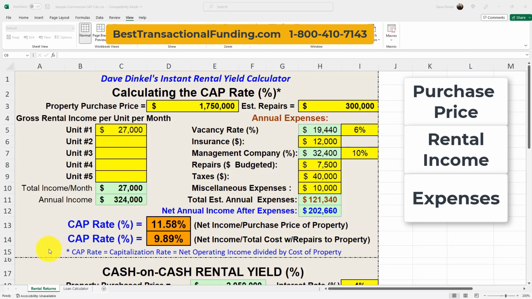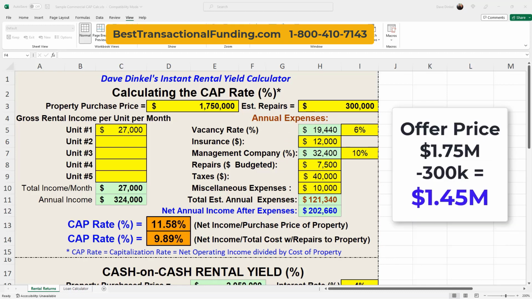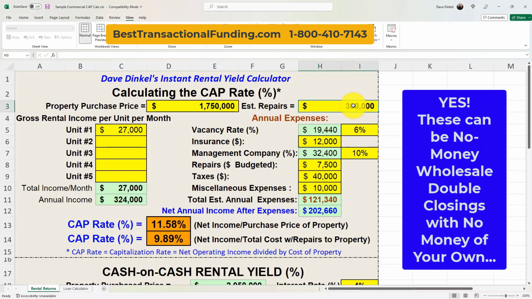With these numbers, automatically calculated is the cap rate. If we add in the expenses that we expect for the estimate of repairs, it's a 9.89% cap rate, which is pretty close to the 10% that we want to offer to the seller. So the offer price that we would make the seller is the purchase price minus the repair expenses that we're estimating, which would come out to the 9.89%. If we in fact change this amount to 0 and just made the offer, what we'd be offering him is 11.58%, which may be acceptable depending on the motivation of the seller.